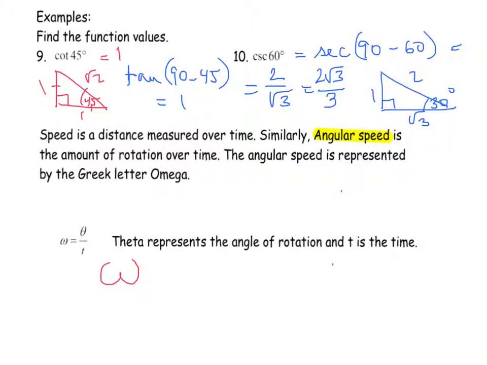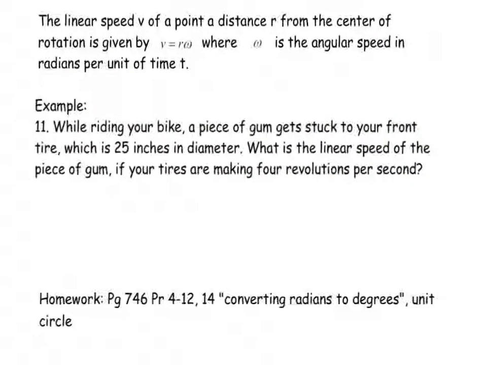Theta is, of course, our angular rotation in radian measures, and the time is in seconds. The linear speed v of a point, a distance r from the center of a rotation, is given by v equals r times omega, where omega is the angular speed in radians per unit of time t.